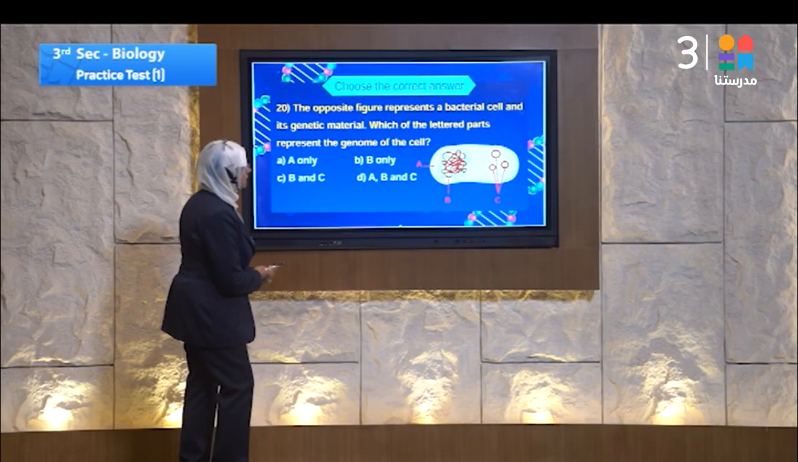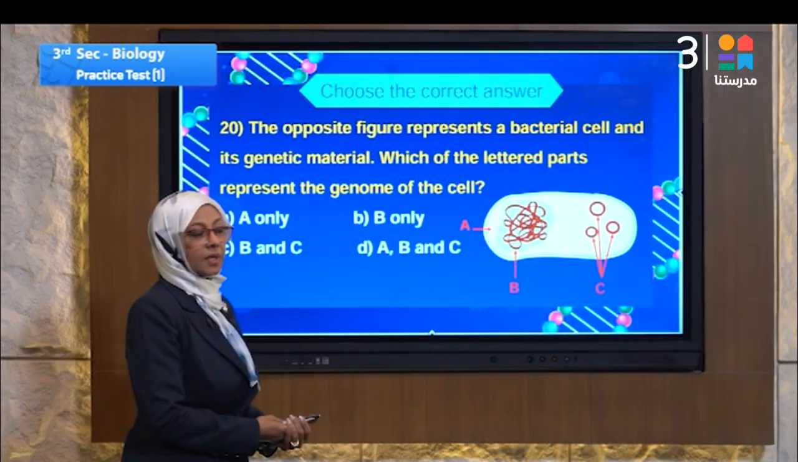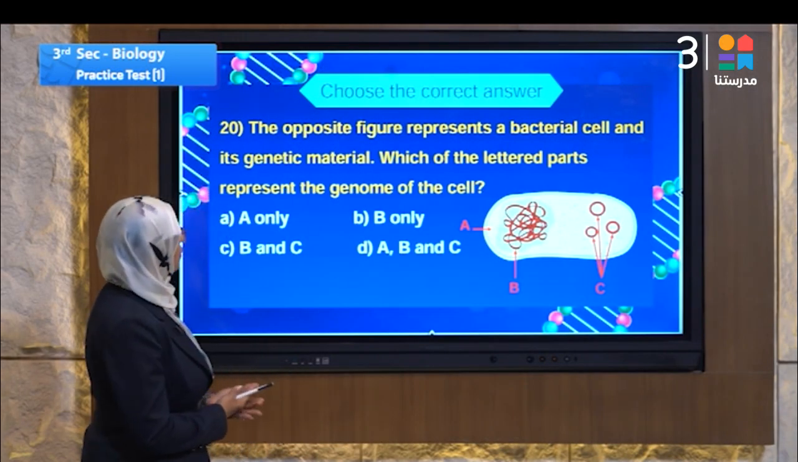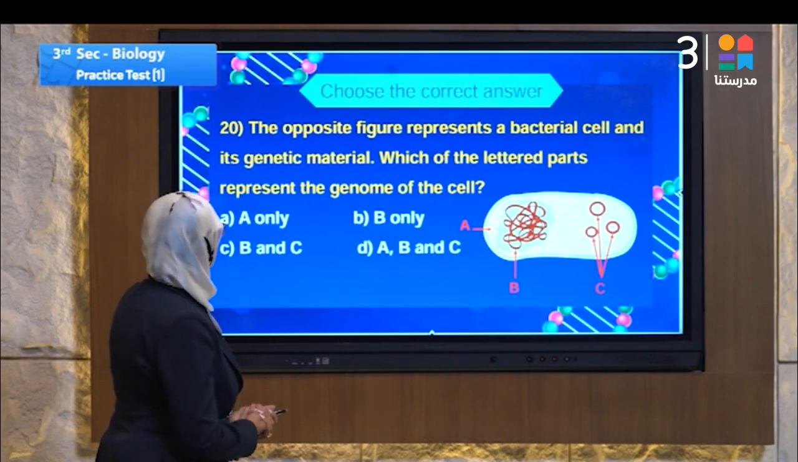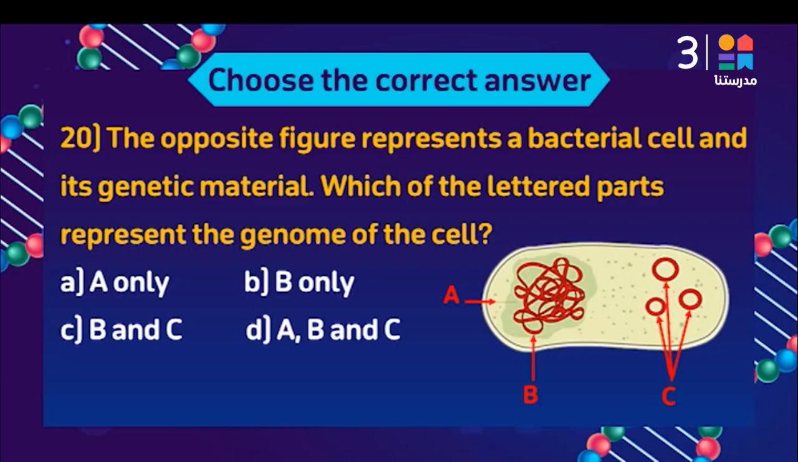Question number 20, it is a bacterial cell. Let's see what the question needs. The opposite figure represents a bacterial cell. That bacterial cell has many parts labeled A, B, C. The question speaks about the genetic material of the bacterial cell. What is the genetic material of this bacterial cell? It consists of two types. The first one is DNA swimming in the cytoplasm without a nuclear envelope, and the second is plasmids.